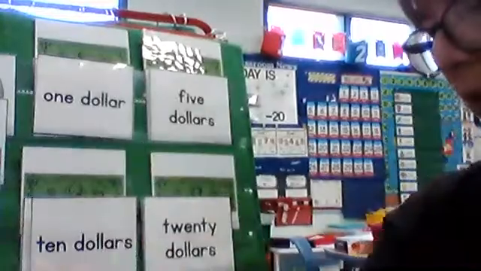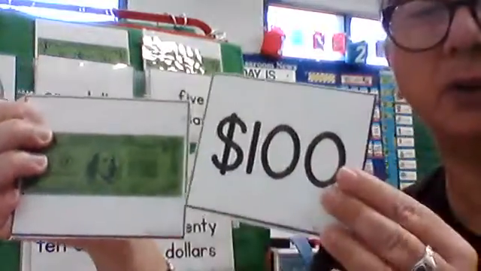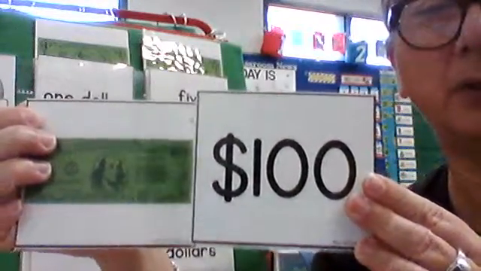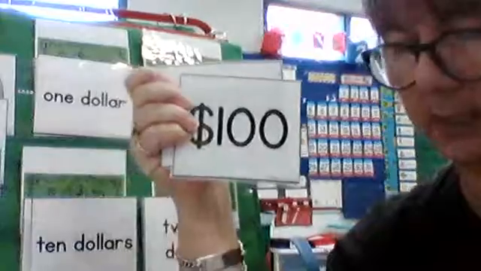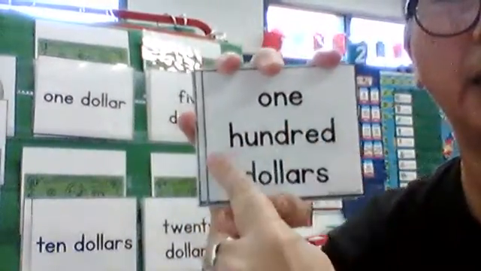I have one more. Let's take a look. Benjamin Franklin on the $100 bill. This is how you write $100 numerically, and this is how we read it. Let's read it. $100.